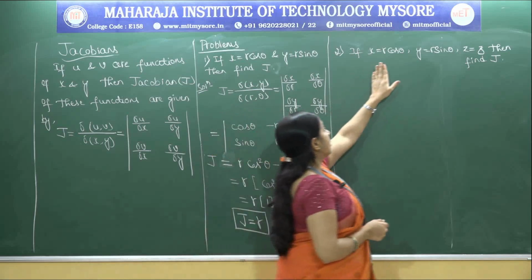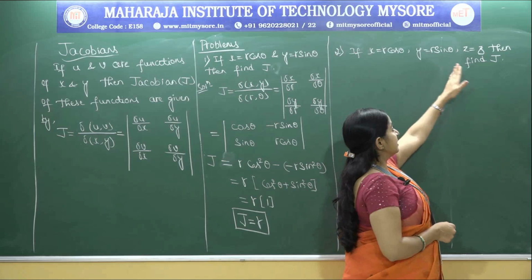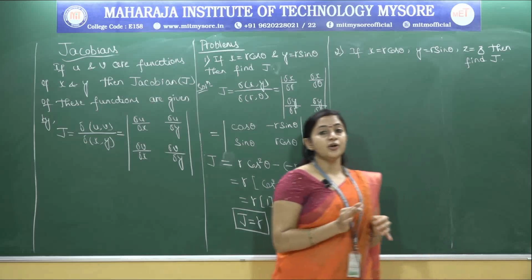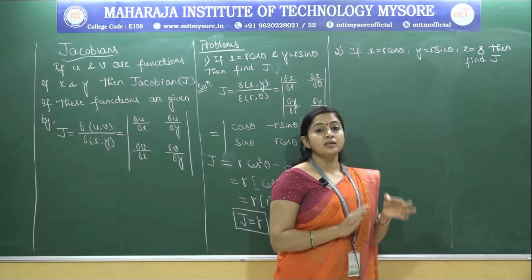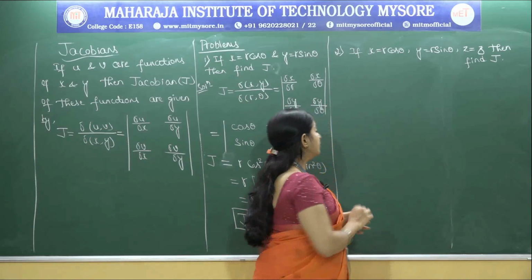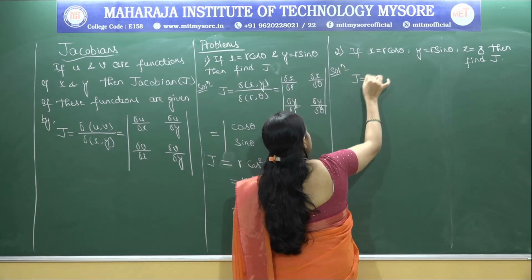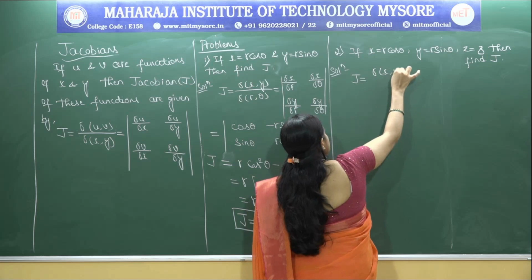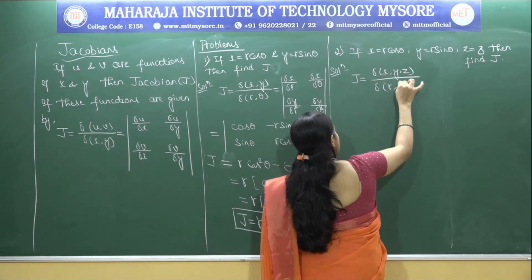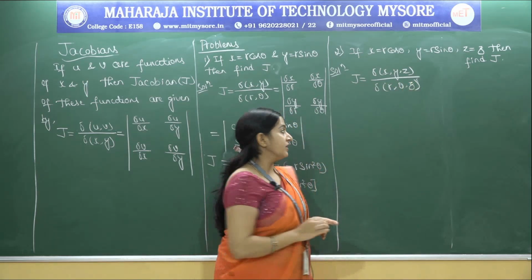Here the given x equals r cos theta, y equals r sin theta, same as the previous one. But the given z also, z equals z, then you have to find the Jacobian. Since in this problem we are using three variables, you have to write the Jacobian with respect to three variables. So write the solution J equals, since you have the three variables x, y, z depending on r, theta and z, you have to construct the 3 cross 3 determinant.